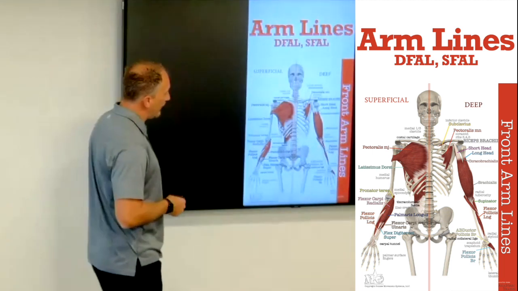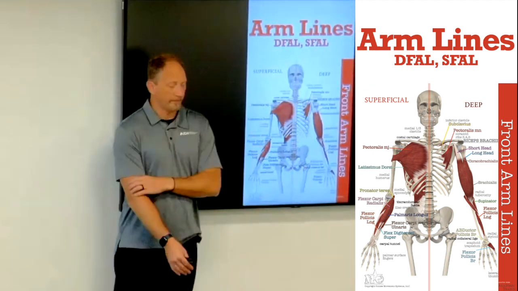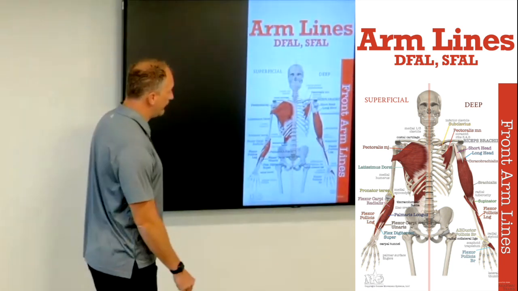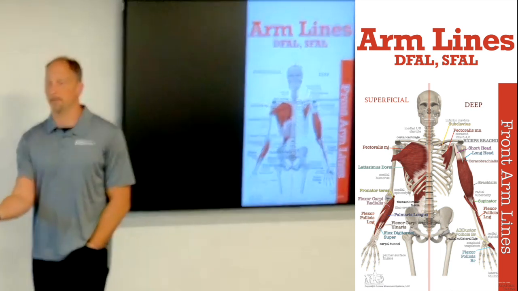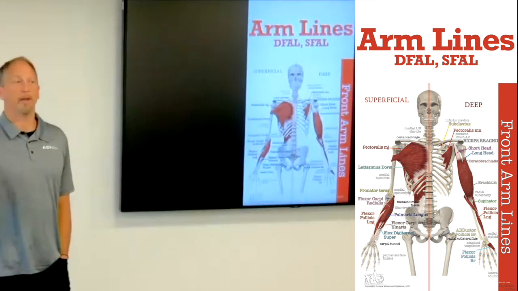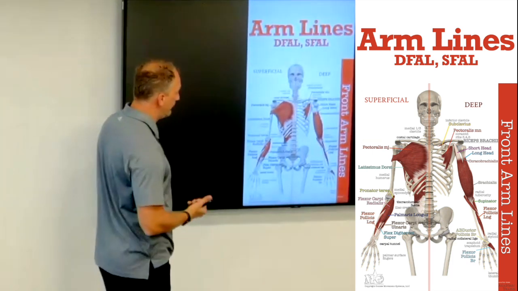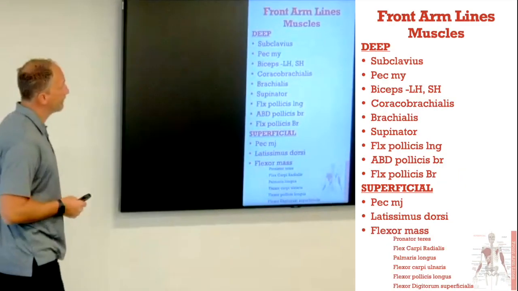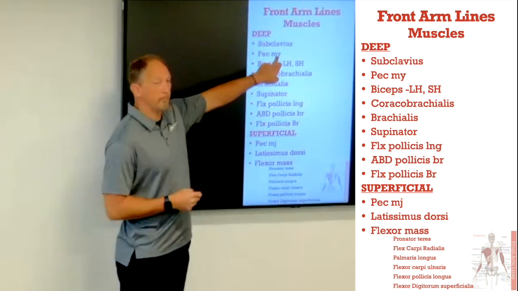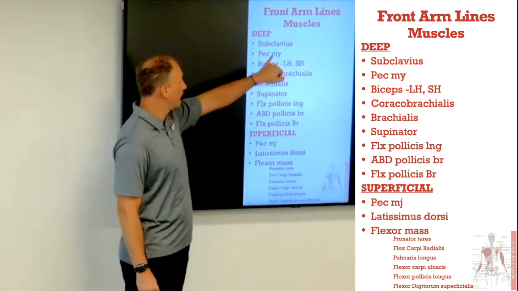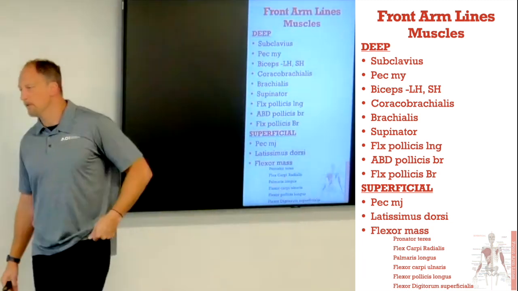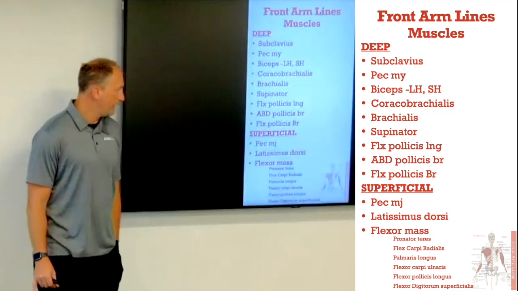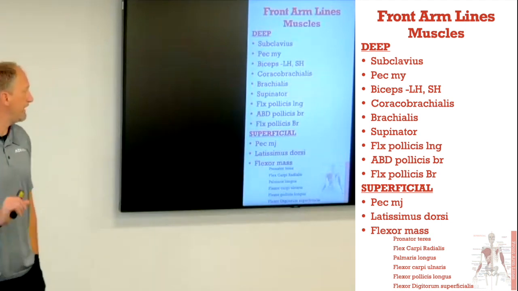The deep front line, obviously a little bit deeper. This is where we have pec minor, subclavius. We get into the biceps, down into the wrist, the deeper wrist flexors, flexor pollicis longus. But the deep front line takes us to the thumb side, the thenar eminence. Superficial front line takes us to the lateral side of the hand. Deep front line: subclavius, pec minor. Long head, short head of the biceps, coracobrachialis, brachialis, supinator, and then, like I said, the hypothenar muscles that take us down into the pinky finger.